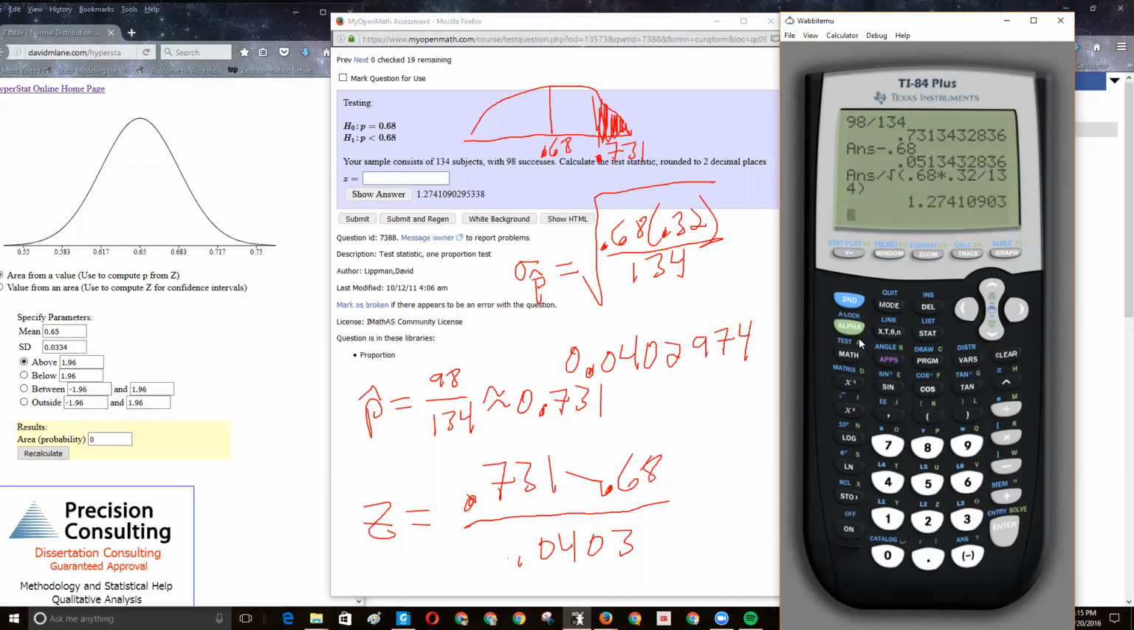So 1.27, and notice that's what my open math said the answer was. So that's the z-score that cuts off whatever that probability is. Okay, so I hope that helps you solve this question.